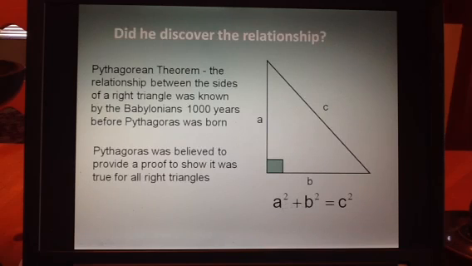It's a squared plus b squared equals c squared. Now, a and b stand for the two legs. C is your hypotenuse. It's always going to be the longest side of the triangle. It's going to always be opposite the right angle.